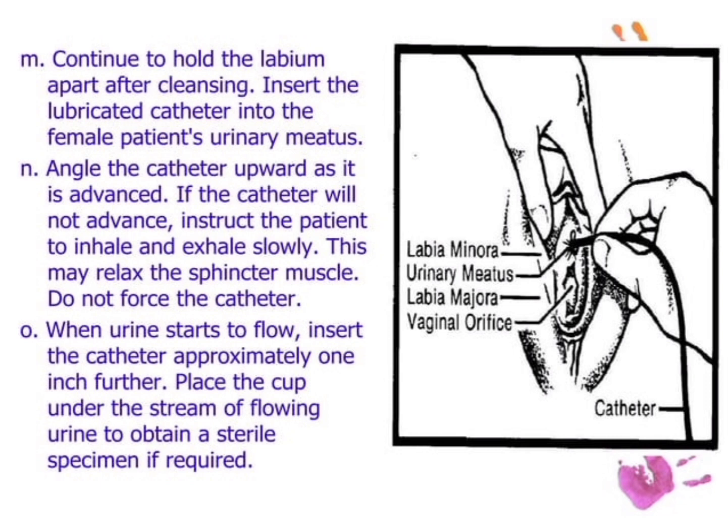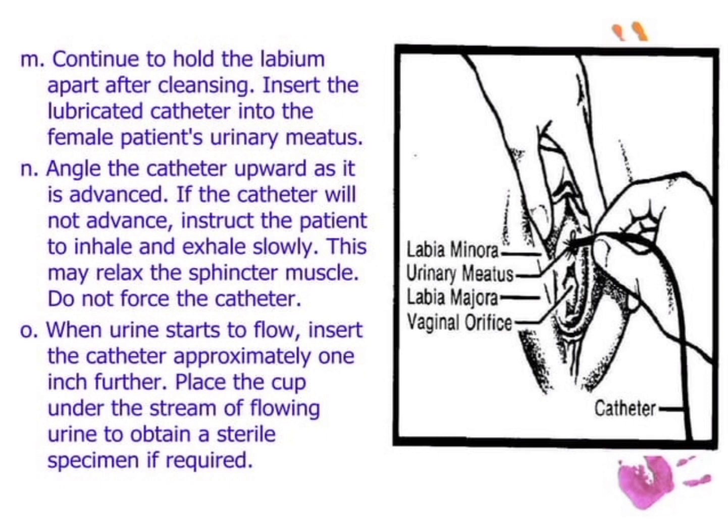Continue to hold the labia apart after cleansing. Insert a lubricated catheter into the female patient's urinary meatus. Angle the catheter upwards as it is advanced. If the catheter will not advance, instruct the patient to inhale and exhale slowly. This may relax the sphincter muscle.